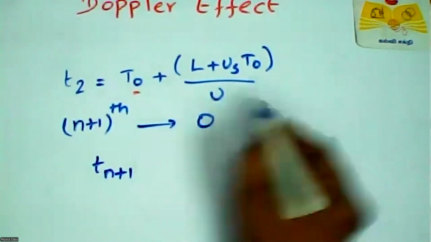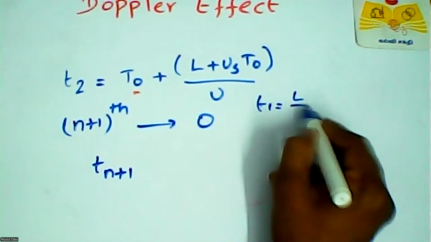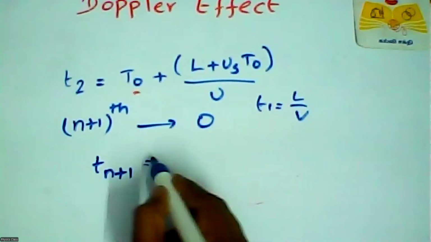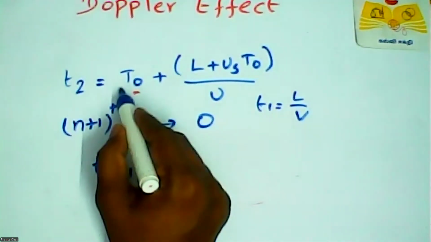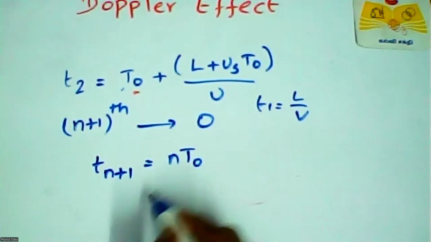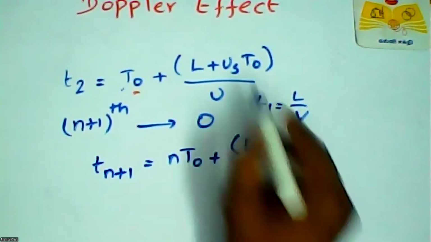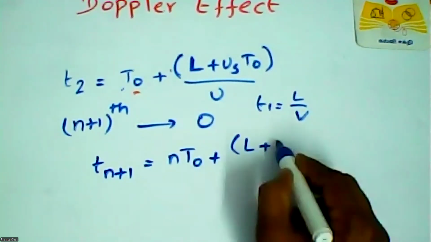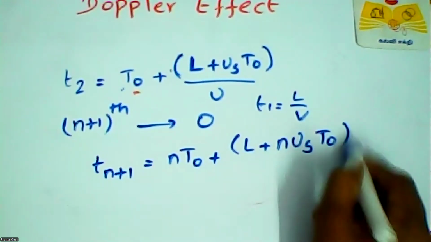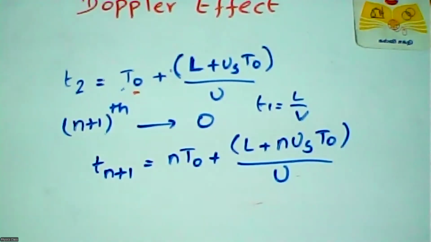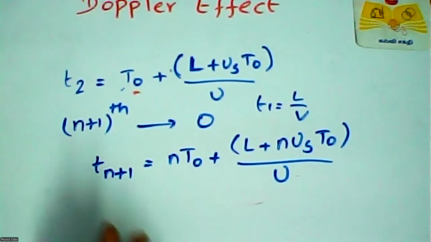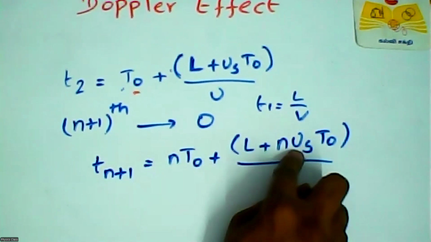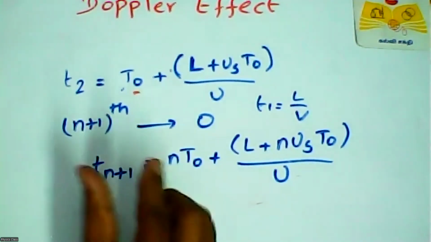Already we know what t2 and t1 are. So t n plus 1 equals n t naught plus l, n vs t naught by v, because we have to multiply n into the time only, not the distance. That's why I'm putting n here and n here. We have to multiply for the time interval n t naught.